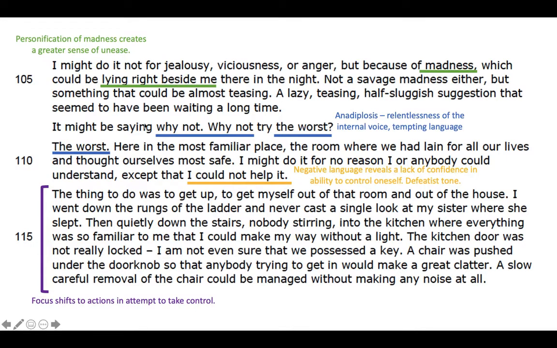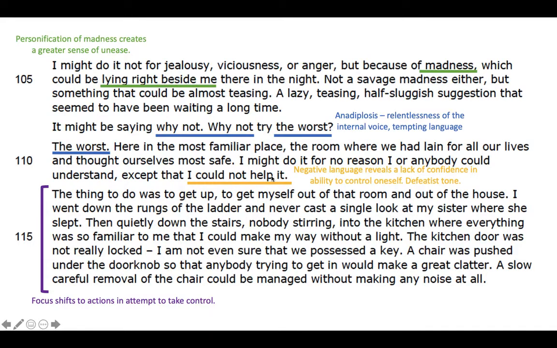Okay, anadiplosis is when you end a sentence with one phrase and you start the next one with the same phrase, and it just helps bring emphasis. And again, we've got anadiplosis here. Why not try the worst? The worst in the next sentence, okay? But it just draws our attention to this voice in her head that she can't stop.